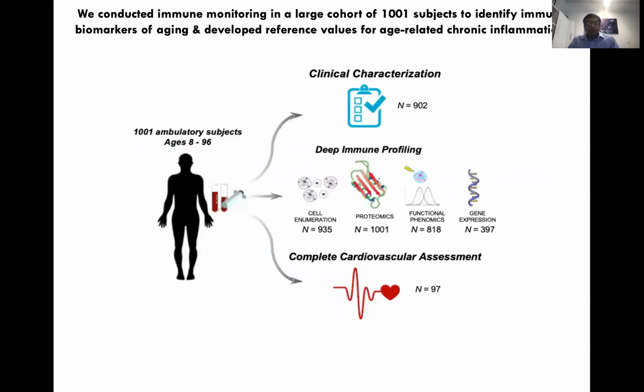And really briefly, to give you an idea what was done for these different individuals which were recruited, a clinical characterization was conducted, deep immune profiling was performed so that we can then pass this data through machine learning, and then followed it with cardiovascular assessment as we were trying to associate what is the role of chronic inflammation to age-associated cardiovascular dysfunction.